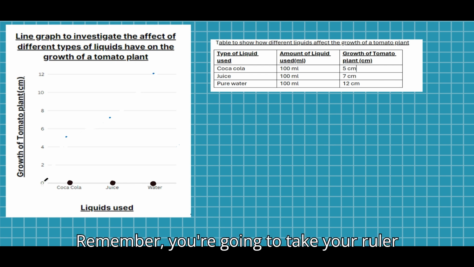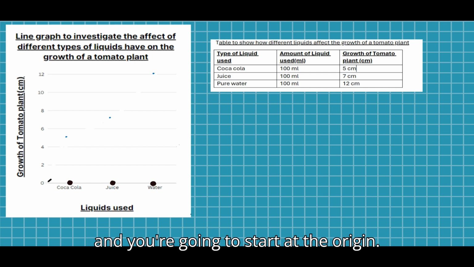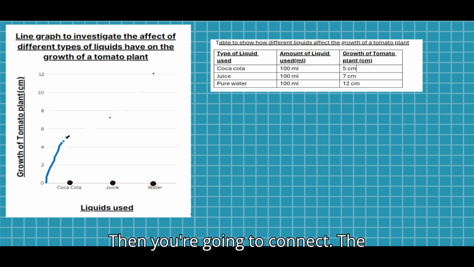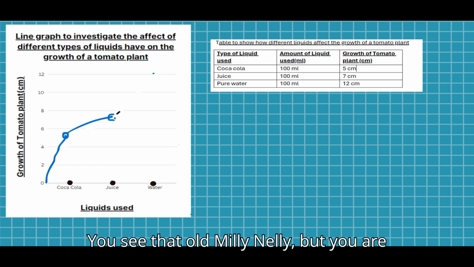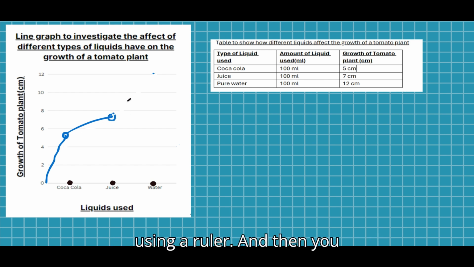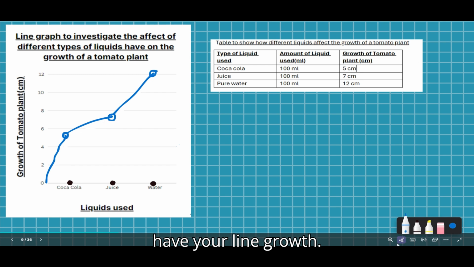Remember, you're going to take your ruler and you're going to start at the origin. And then you're going to connect the points. Not drawing it all willy-nilly, but you are using a ruler. And then you connect them. There you have your line graph.